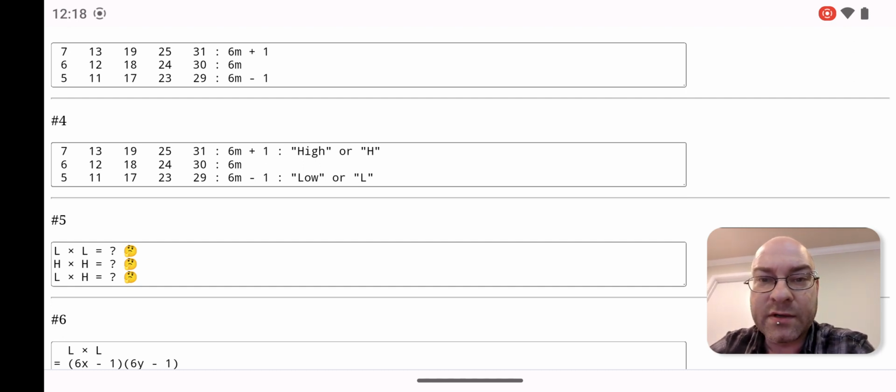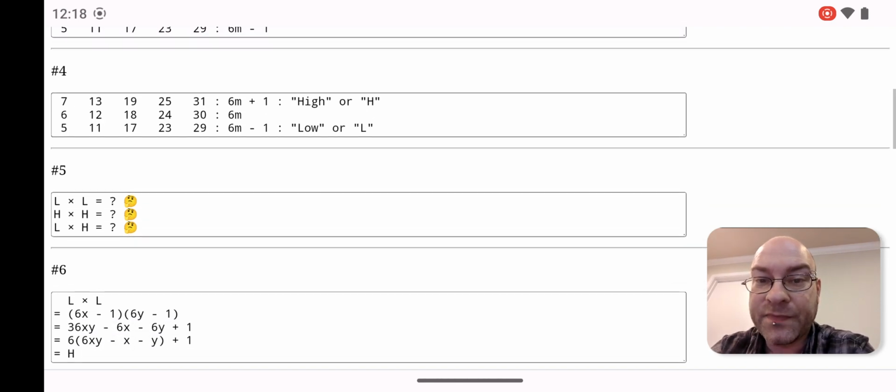Well, one thing we could ponder is, what happens if you multiply a low times a low? What happens if you multiply a high times a high? What happens if you multiply a low times a high? Does anything special happen for any of these cases? Well, let's take the first case here. A low times a low.